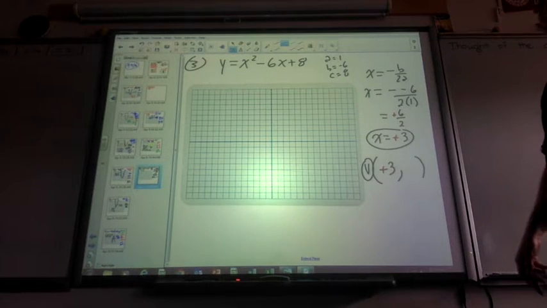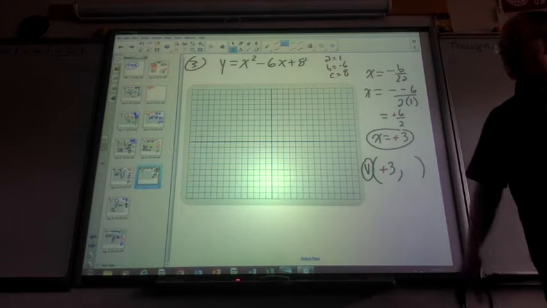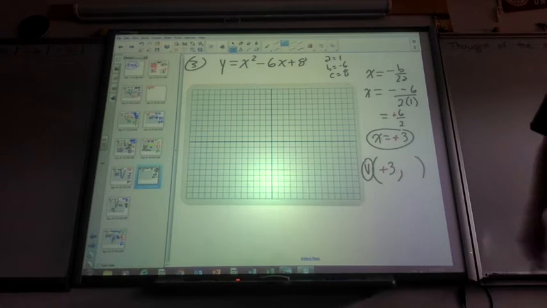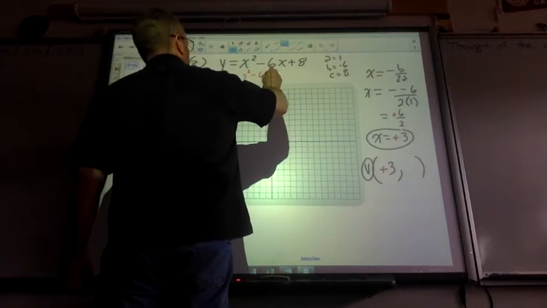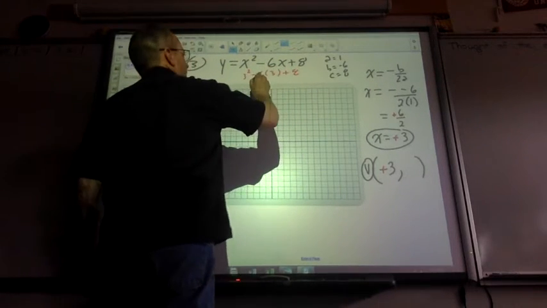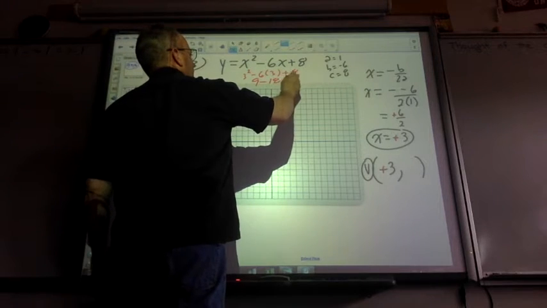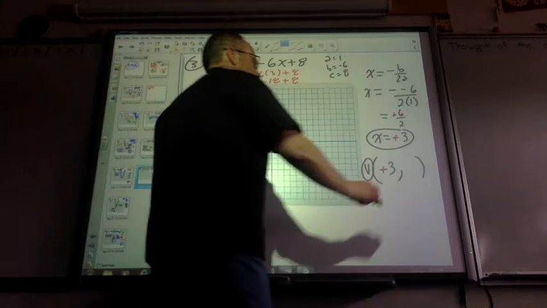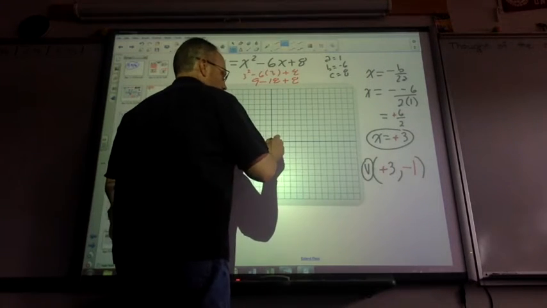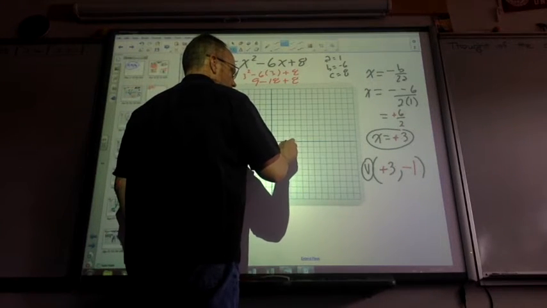So it's positive 3. So how do I figure out the y component? Plug it in. So 3 squared minus 6 times 3 plus 8. So I get 9 minus 18 plus 8. 9 and 8 is 17. Negative 18 plus 17 is negative 1. So the vertex is 3, negative 1.